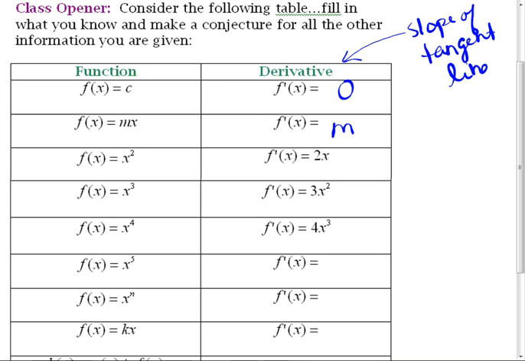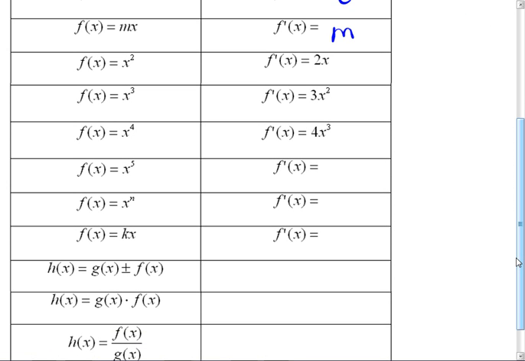Now, looking at patterns here, if my function's x squared, then what's its derivative? 2x. If the function's x cubed, it's 3x squared. If it's x to the fourth, it's 4x cubed. So what will x to the fifth be? 5x to the fourth. Okay. I can prove to you why it is what it is. Right now, you're just going to have to believe that that's true. You've seen examples of that. So what if it's x to the n?